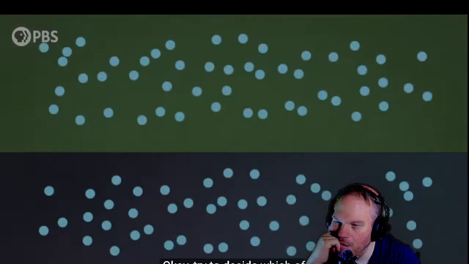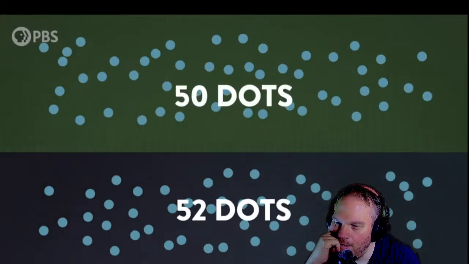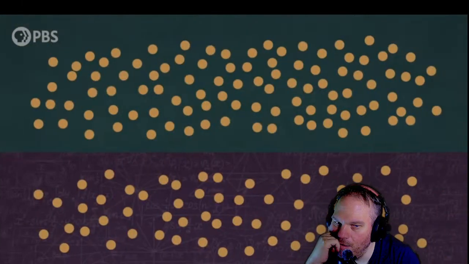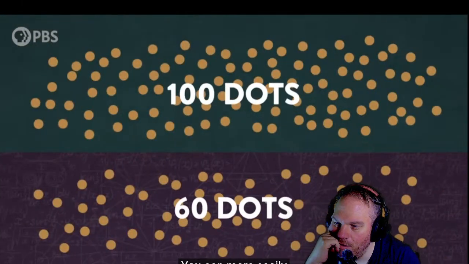It seems like for a few objects, we don't actually have to count them one by one. We just see them all at once without counting. But for 4 or more objects, we can't quickly and reliably name the number that we see. Things start to get approximate. Okay, try to decide which of these groups has more dots. Now do the same thing for these two. You can more easily distinguish 2 distant numbers than 2 closer numbers.